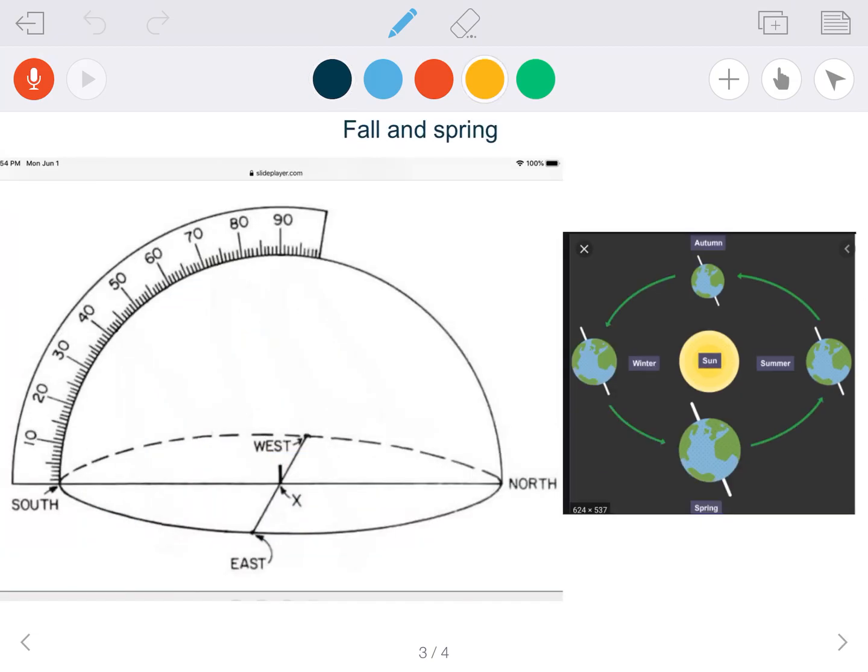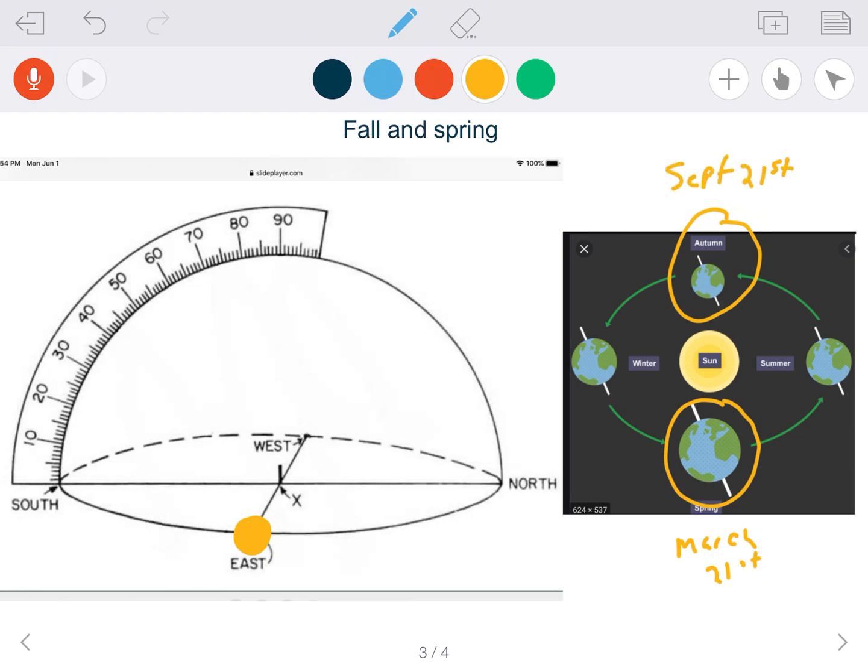All right, the equinoxes, I did explain it in the first one, but we'll do it again. On the equinoxes, spring and fall. So we have autumn in this picture and spring. Spring is March 21st. Autumn is September 21st, and sometimes they're not the 21st, sometimes they're like the 21st to the 23rd.